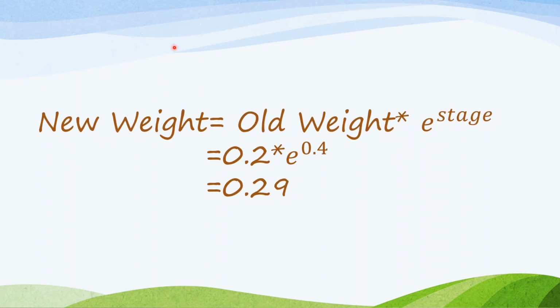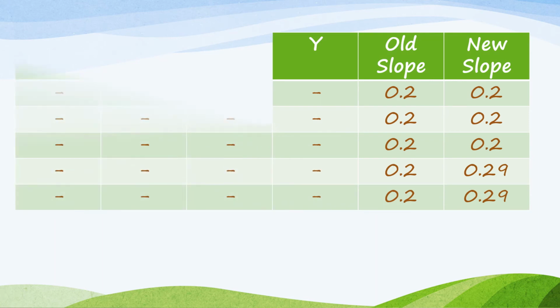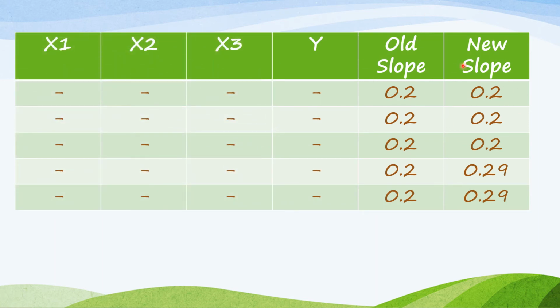Now, our new weight is nothing but our old weight into e raised to stage, which is 0.2 into e raised to 0.4 and it is 0.29. Now, this new weight is only for those classes which are misinterpreted. So, all the classes which were correctly interpreted will continue to have the same weight, 0.2. But the two classes which were misinterpreted will have a weight of 0.29.